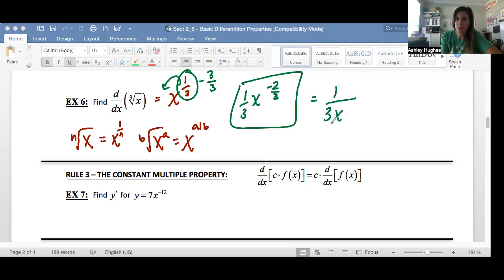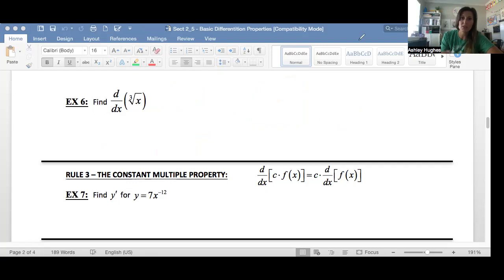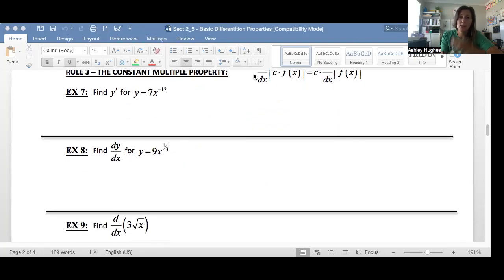Some textbooks will show this rewritten with the 2/3 in the bottom. These are the same thing. Okay, this I already talked about. This is the constant multiple rule, which is essentially you can just multiply whatever's in front. So -12 and multiply it times the 7. So we got 12 times 7. That's 84. So we get -84x to the subtract 1.